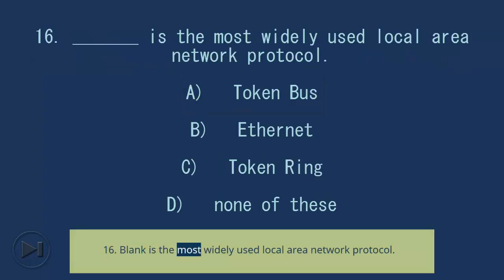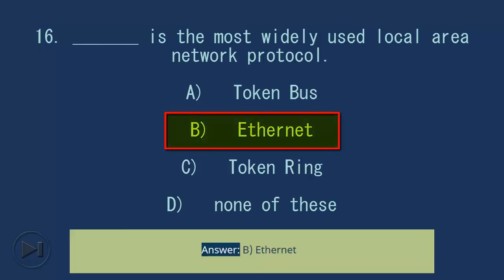16. Blank is the most widely used local area network protocol. A. Token bus. B. Ethernet. C. Token ring. D. None of these. Answer, B. Ethernet.